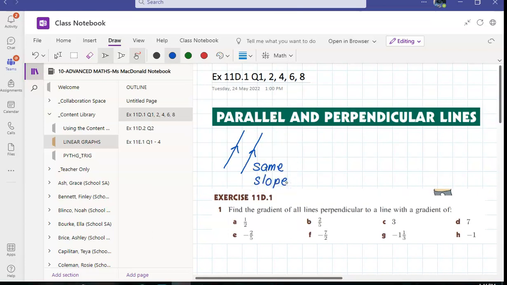And perpendicular. I know, freaky, hey. So perpendicular, I probably won't ever write perpendicular again. That's what our symbol is for perpendicular.